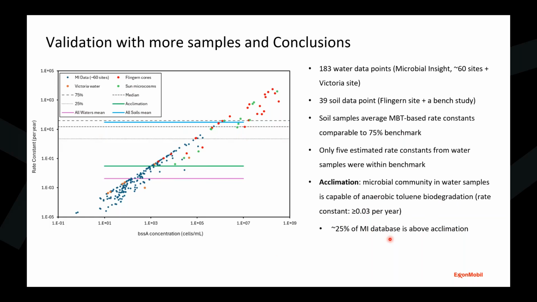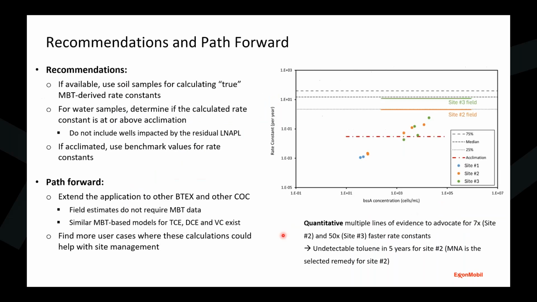When we define the acclimation, 25% of the Microbial Insights database is above acclimation. And why is it important to define acclimation? Because, of course, we understand that sampling soil is not always possible or convenient. So our recommendation is that if you can sample soil and get an MBT-derived rate constant from soil, that will be more accurate.